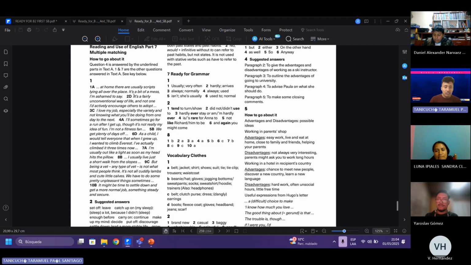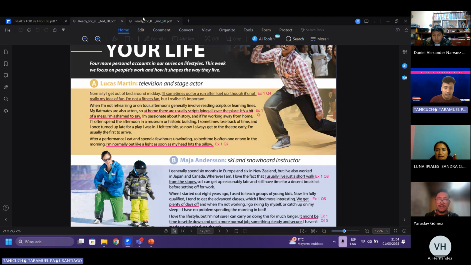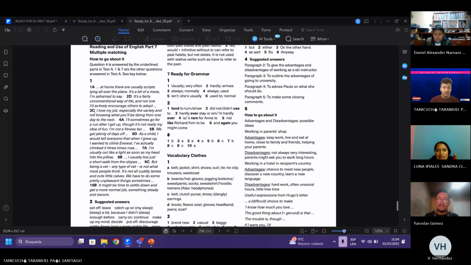It is mentioned in this part. It's a fairly unconventional way of life, and not one that I actively encourage others to adopt. Okay, in this part is mentioned. All right. Number 3. Letter C. Perfect. Number 3 is the letter C.